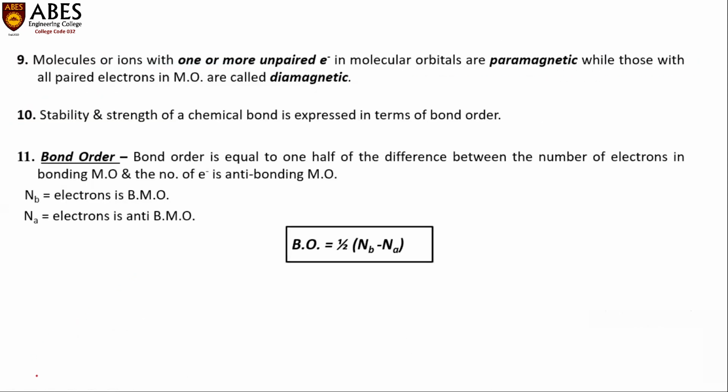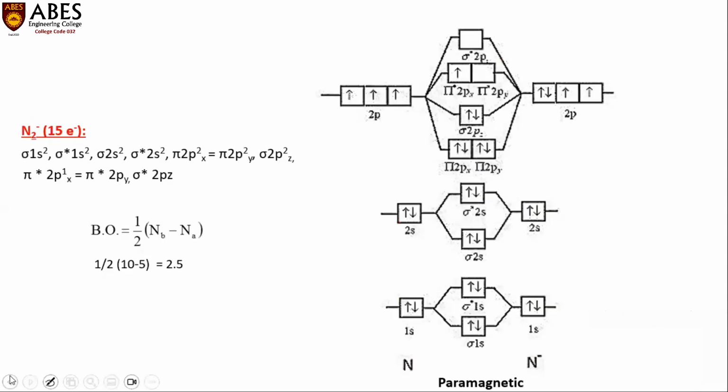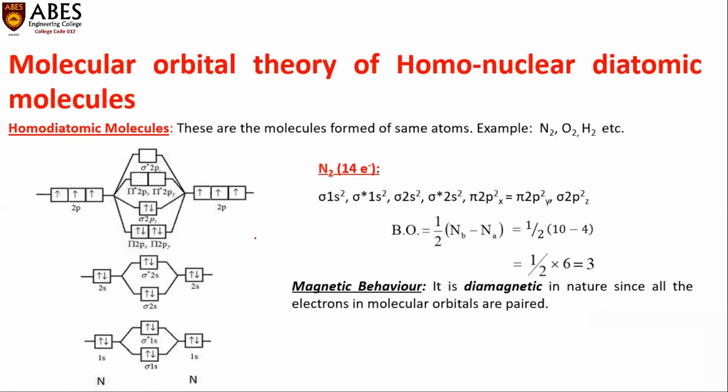Now, we will discuss some homonuclear diatomic molecules. First, homonuclear diatomic molecules are those molecules which are formed from the same atom. Examples are nitrogen, oxygen, hydrogen, boron. So first we will discuss nitrogen.